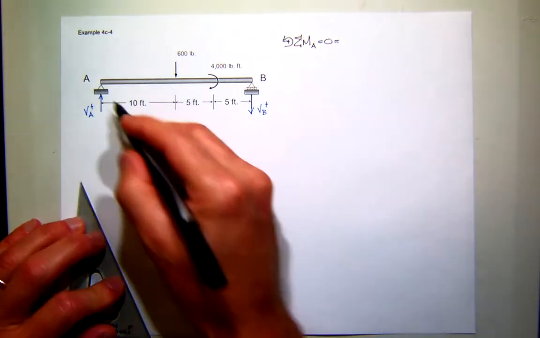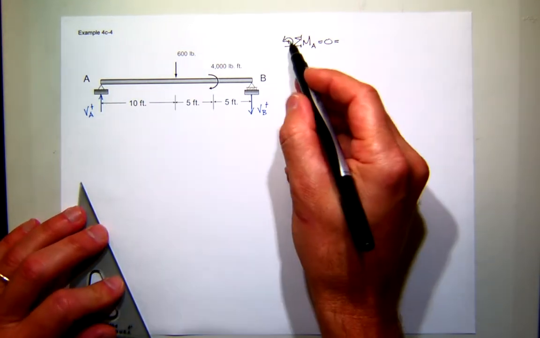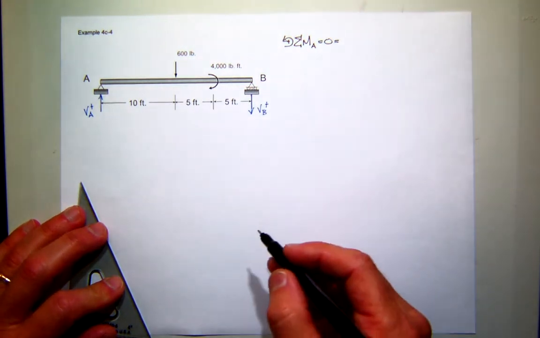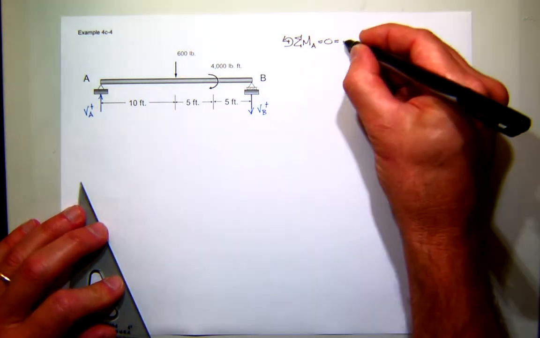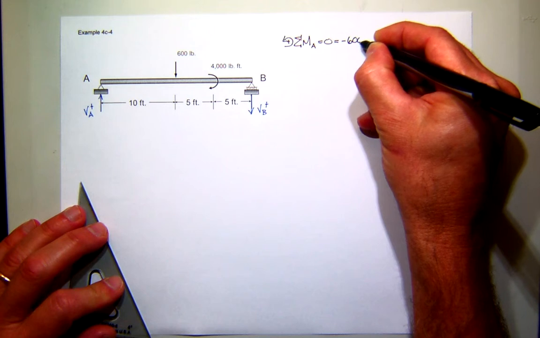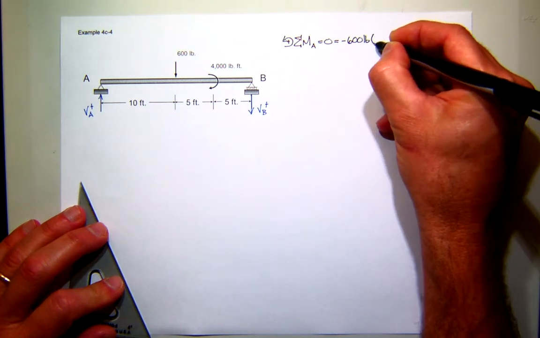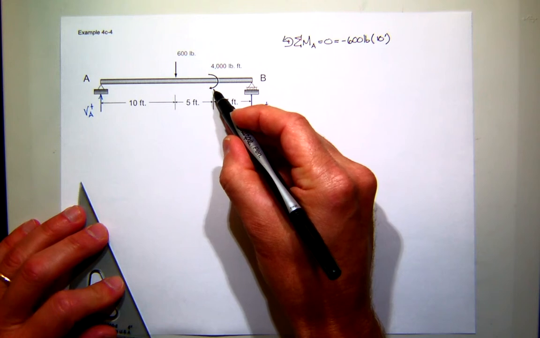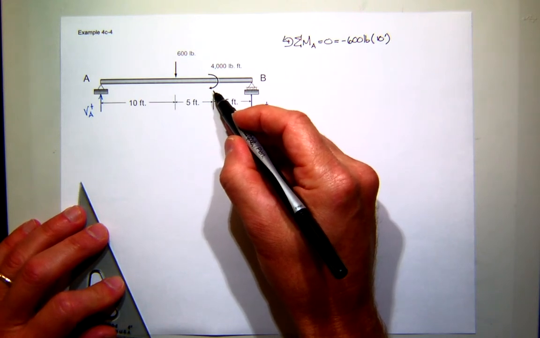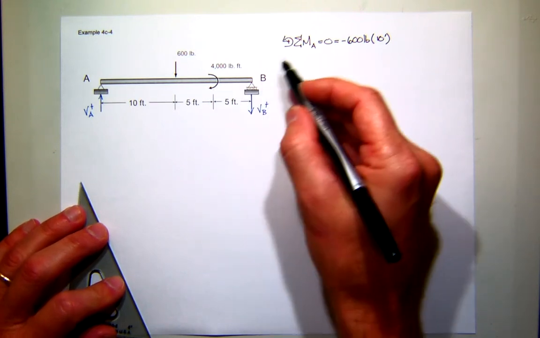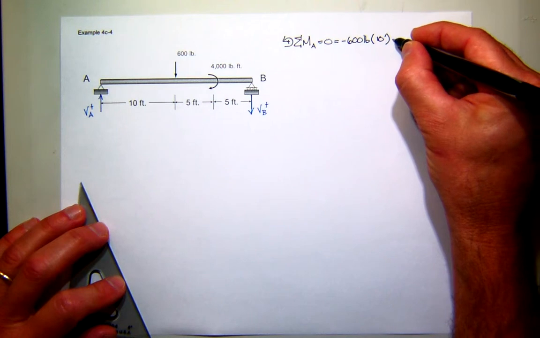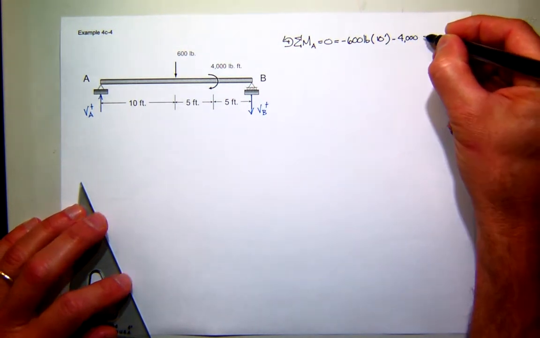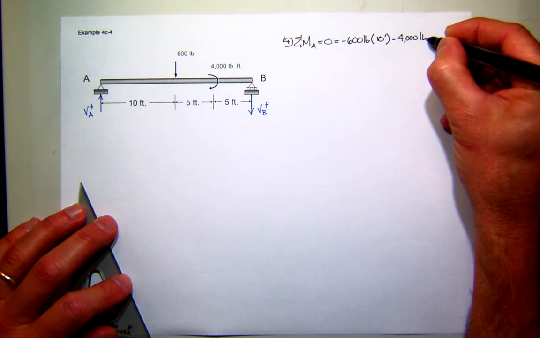So looking at summing moments about A, using right-hand rule for my sign convention, this 600-pound force creates positive or negative moment? Negative. So I got a 600-pound force. And what is the moment arm from A? 10 feet. Then I have this moment applied. What kind of moment is that with my sign convention? Negative. So I'll have minus 4,000 pound feet.